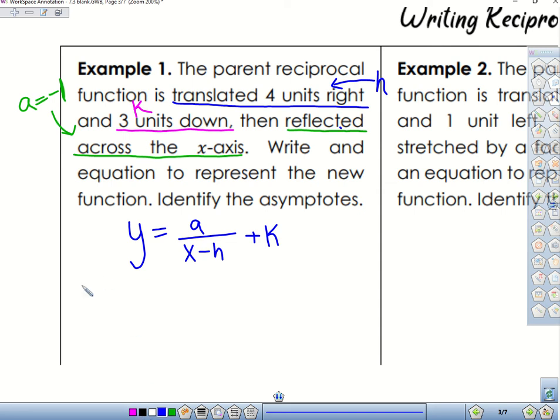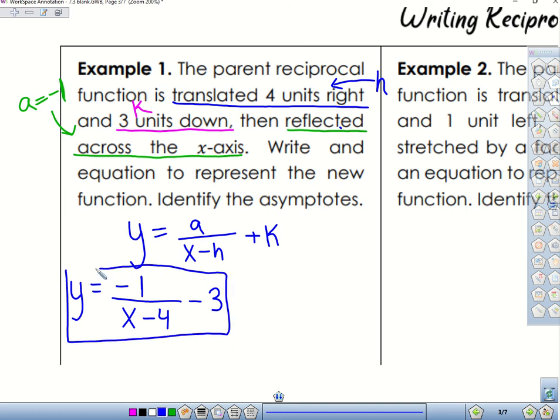So we're going to write the equation first. The equation is going to be y equals -1 over x minus h. How do you know the a is -1? Because it's reflected, and that's the rule for reflection. You make the a value negative. And then down 3 units. So if my k is down, it's going to be negative, right? So down 3 units. So, does anyone have any questions about how to come up with the equation itself? Does it make sense what we did there?